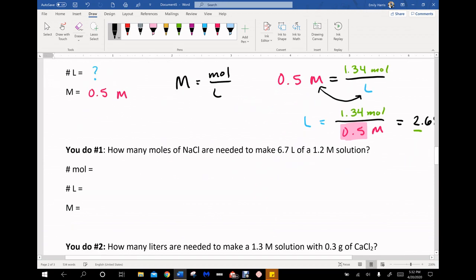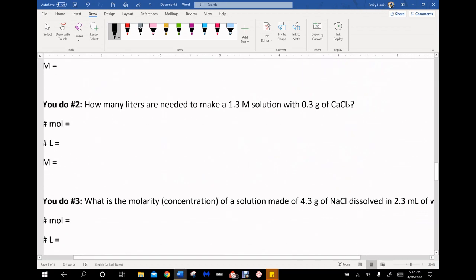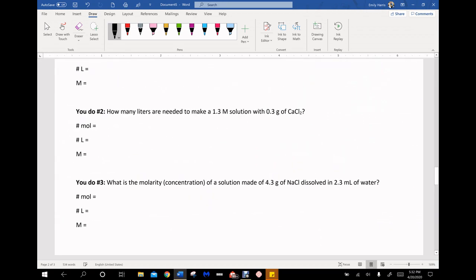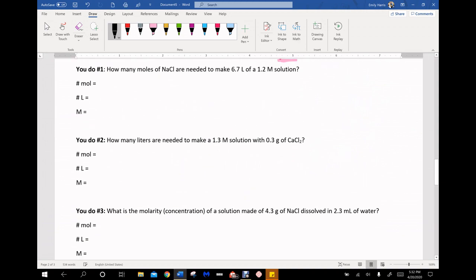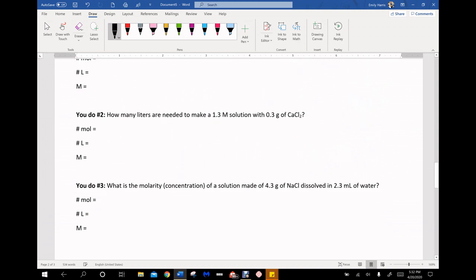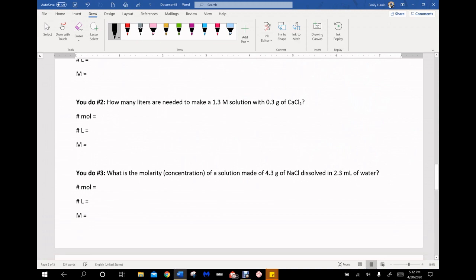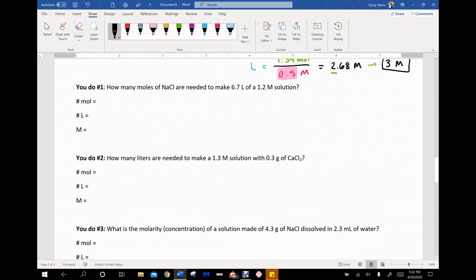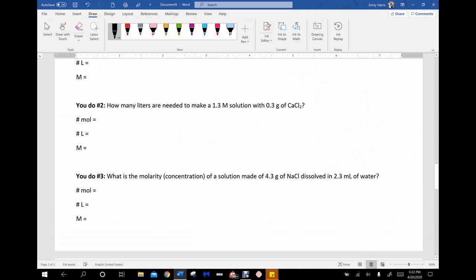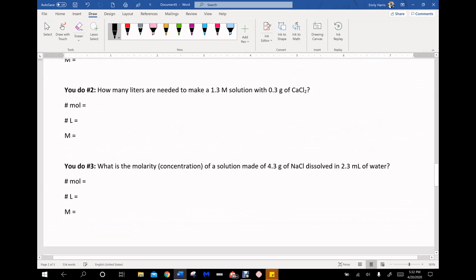Okay, let's see. I've got a choice here. Let me pick one more for us to do so we can save a little time. Okay, here we go. Let's skip down to maybe number 3. So this one says, what is the molarity or concentration of a solution made of 4.3 grams of sodium chloride dissolved in 2.3 milliliters of water?